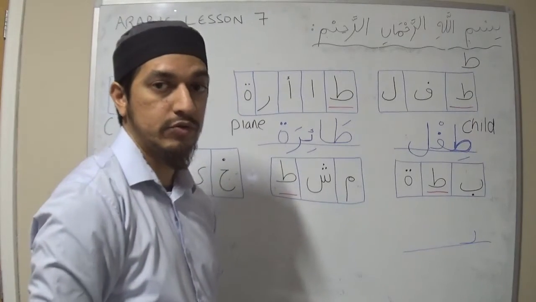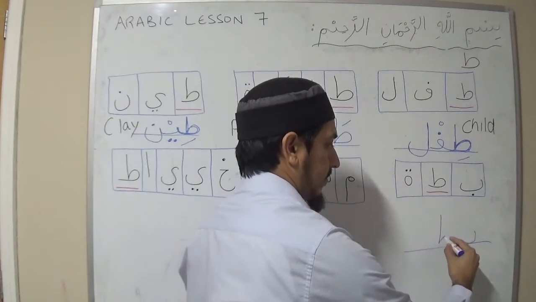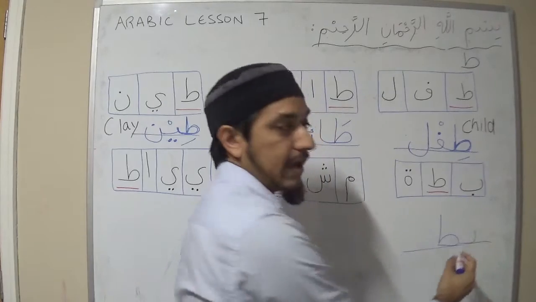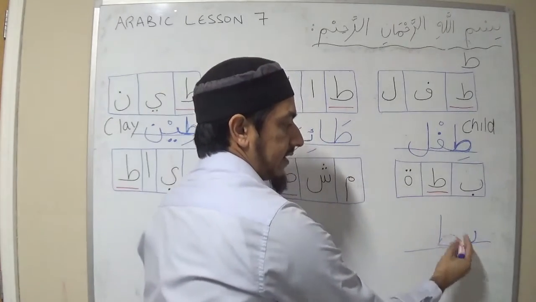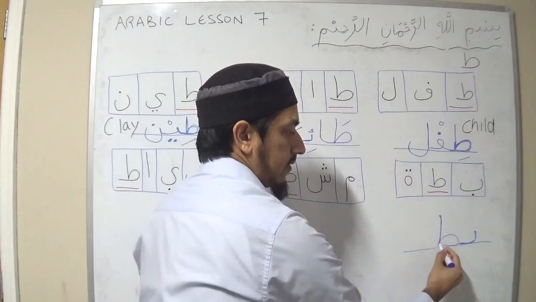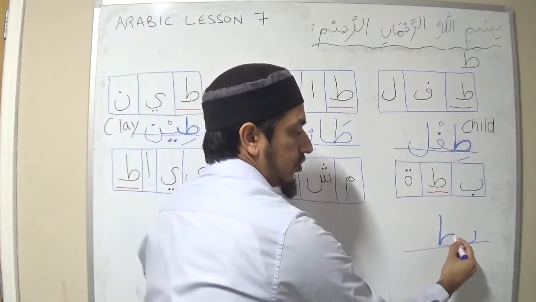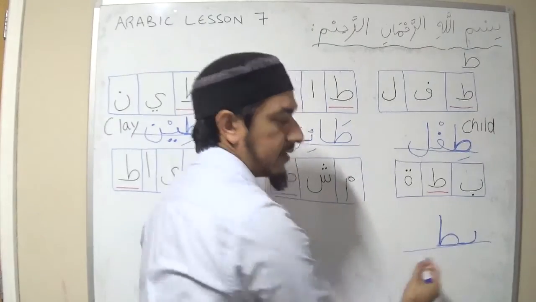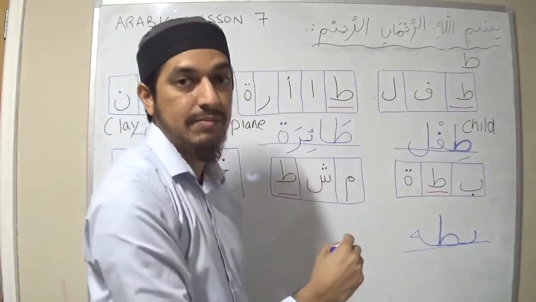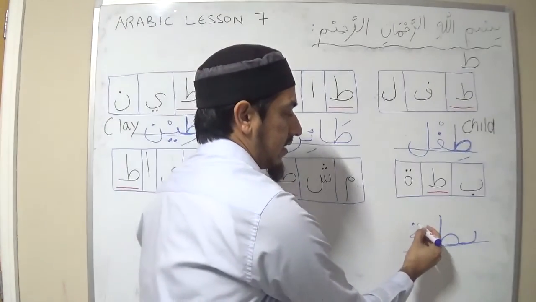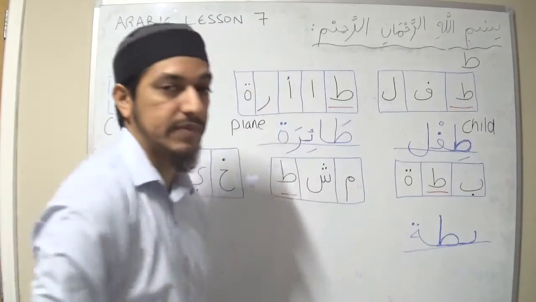Ba joining onto the ta. So normally after I've done the ba, I'll leave it there and then leave a gap, come with the ta, the line for the ta, and then join it, and then it touches that ba there. And then finally it carries on to the ta marbuta, the ta that is kind of joined at the end.